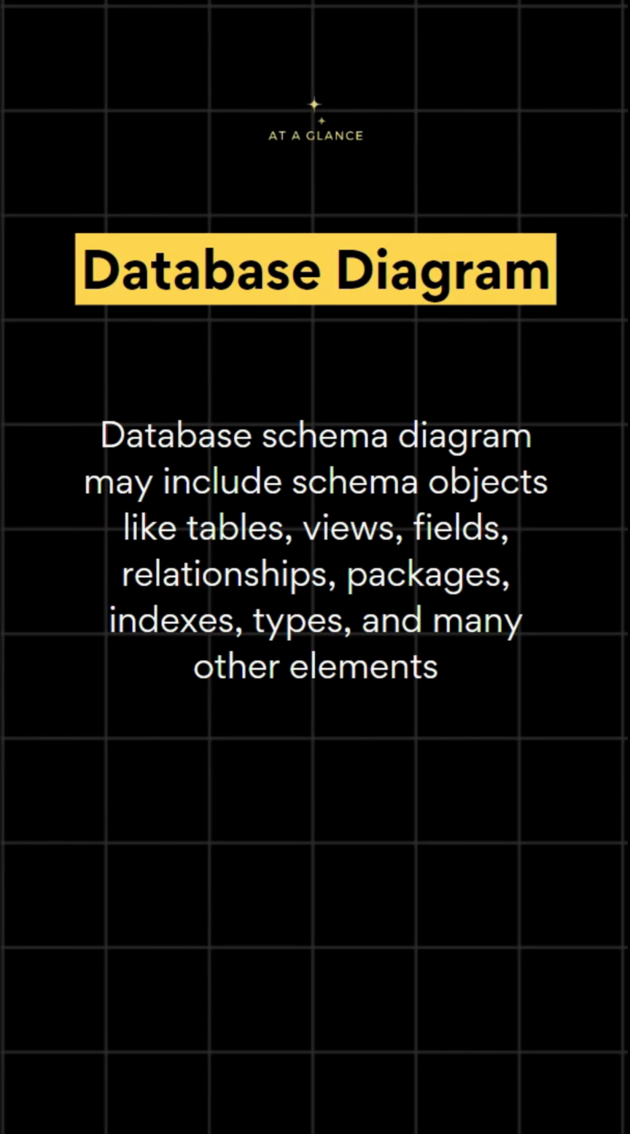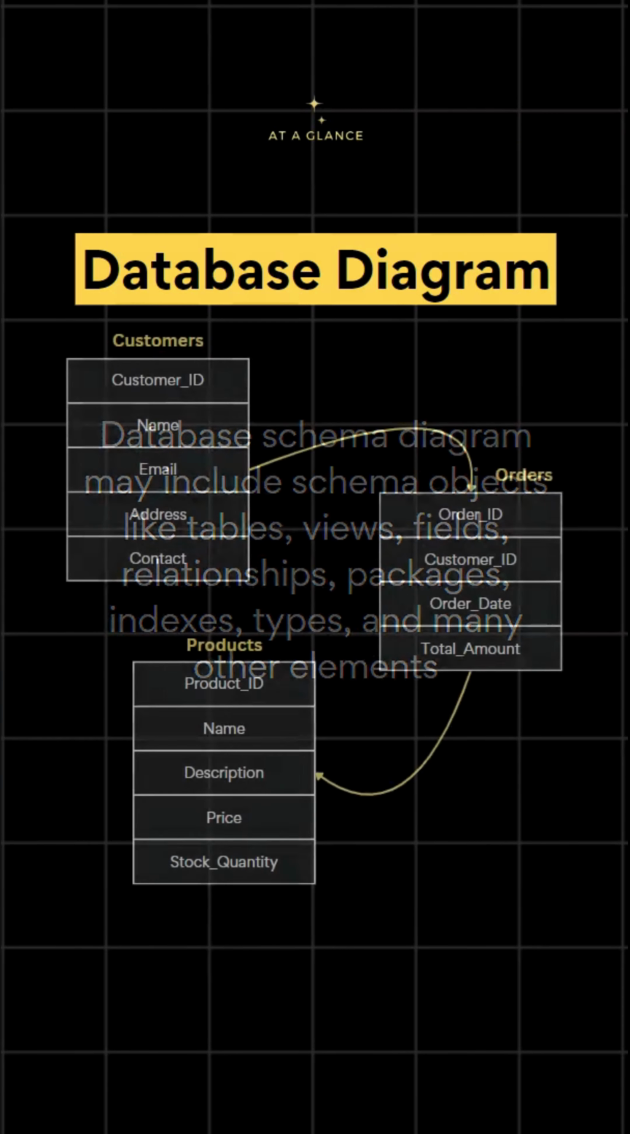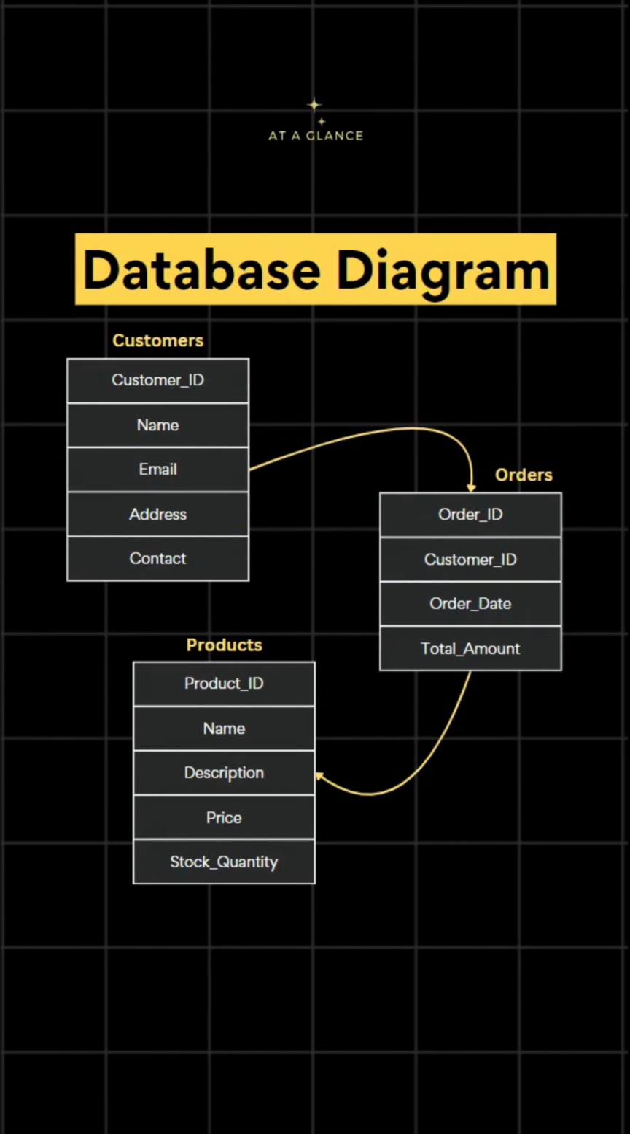Now let's see a simple example of database schema diagram with respect to e-commerce domain. So over here you can see this is a very simple schema diagram of e-commerce domain. At one go, it might look complex, but let's have a look at each element separately.